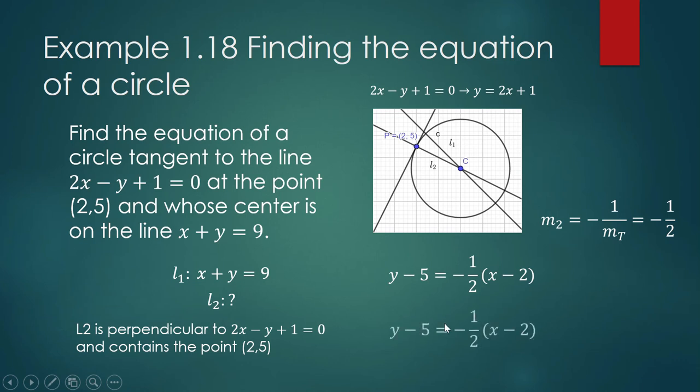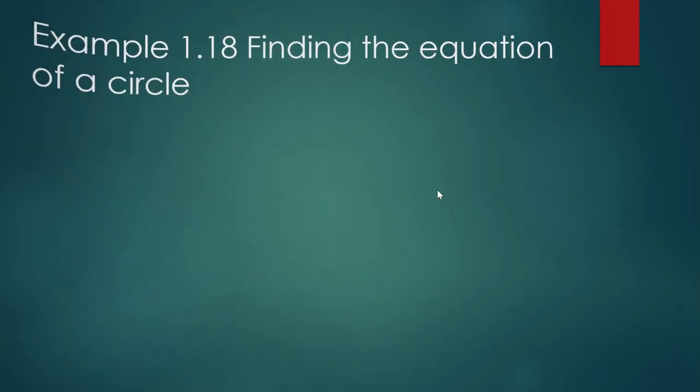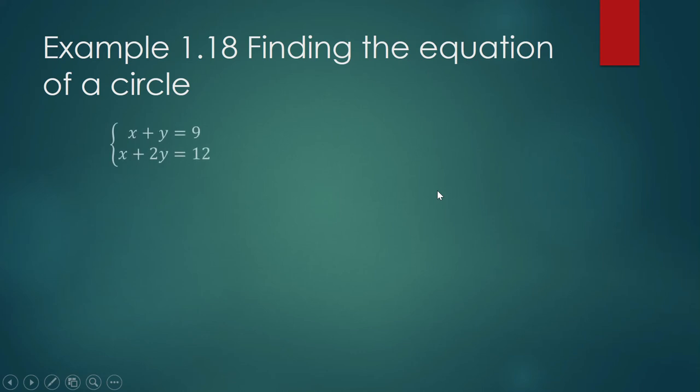Okay, let us simplify that. That is equal to x plus 2y is equal to 12. So this is the equation for our line L2. Let us now set up our system of equations. That is our system. How do you solve this? The solution to this would be the coordinates of your center. You can solve it by substitution, by elimination, or even by graphing. Let us do it by substitution.